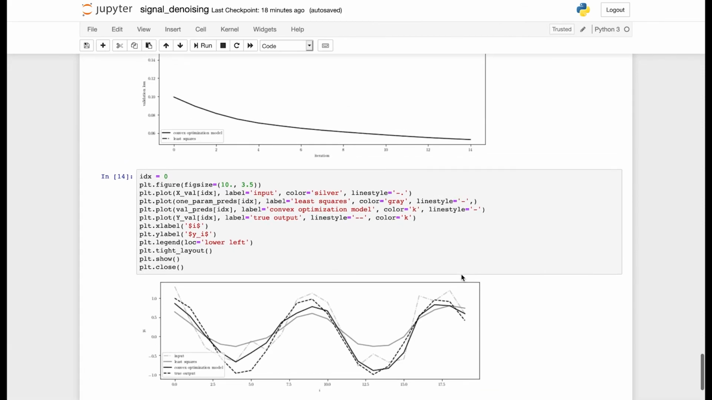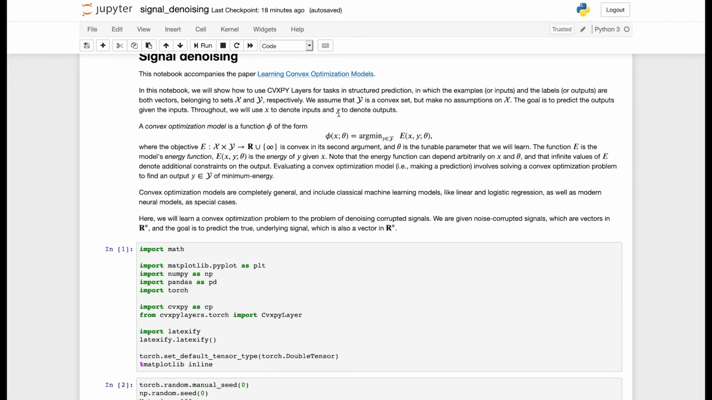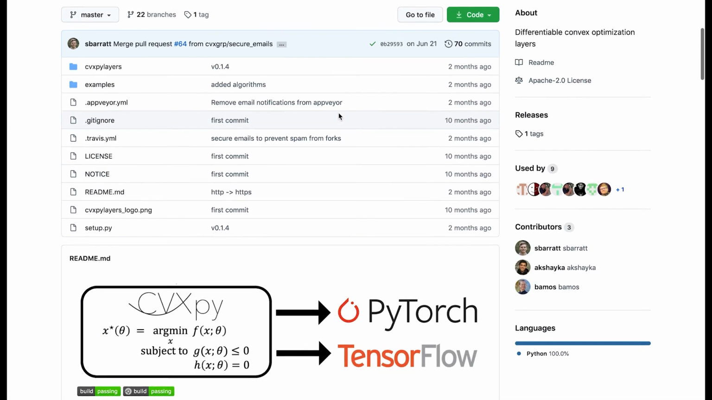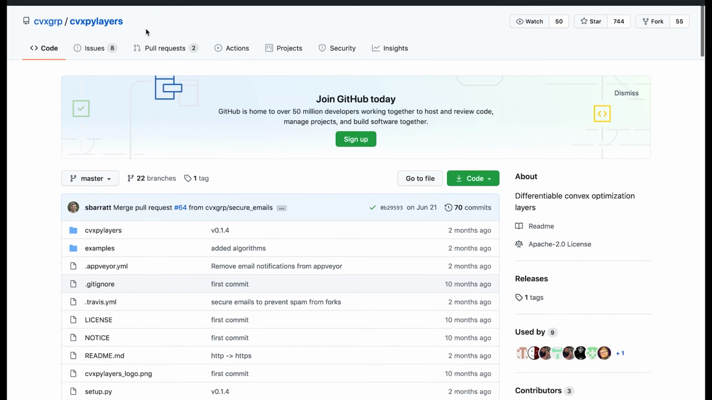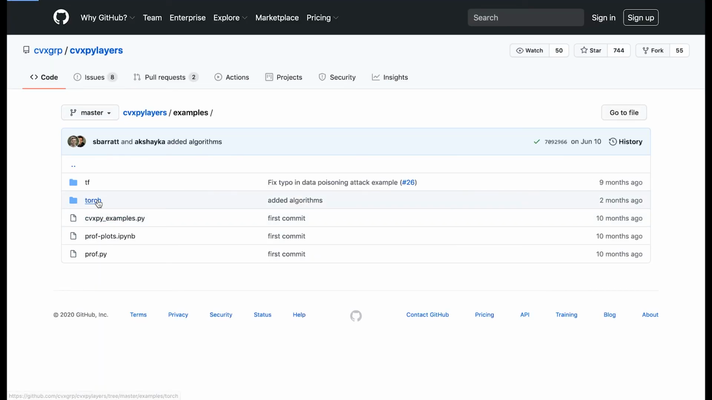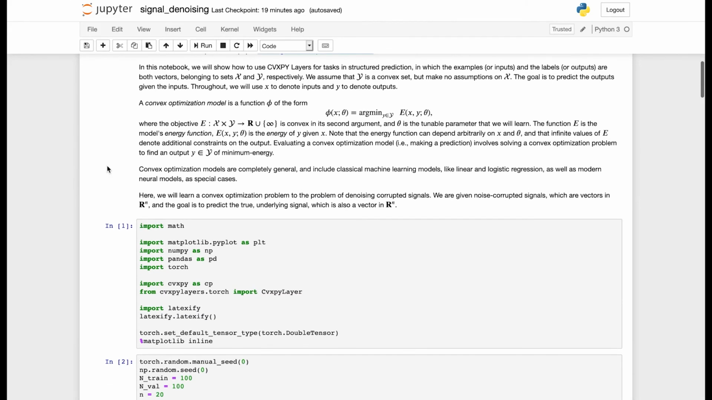And yeah, so that was just a simple example of how you can use CVXPy layers for machine learning tasks. We have many more examples that you can browse, both in our paper, which is available at this link here, and this notebook itself, along with many other notebooks, are available at our GitHub repository for CVXPy layers. So it's github.com/cvxgroup/cvxpylayers. And then you can jump into examples here and see a bunch of examples for both Torch and TensorFlow. And yeah, I hope that was useful.